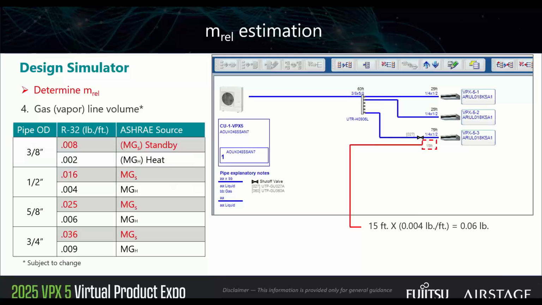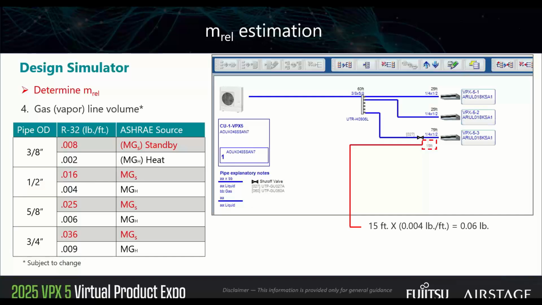So since we know we had 15 feet, we would multiply that to obtain how much liquid we need to factor. Now, on the vapor side, we don't provide any published information just yet for this. So for right now, we will default to the ASHRAE standard. Again, here I put in 2 different values to take a look at, just for illustration and understanding purposes.